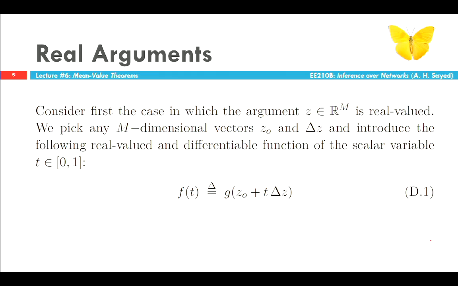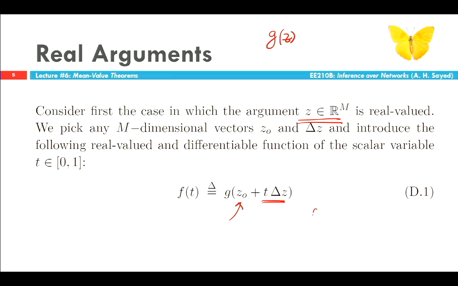So take a function g of z, where z is a real vector. Let's define a function f of t like this. z0 is some point in the domain of g. I perturb it a little bit. t is a small scalar, or a scalar between 0 and 1. So f is a function of t, a scalar argument, while g is a function of a vector argument. So I transform a vector argument into a scalar argument. Why do I do this?